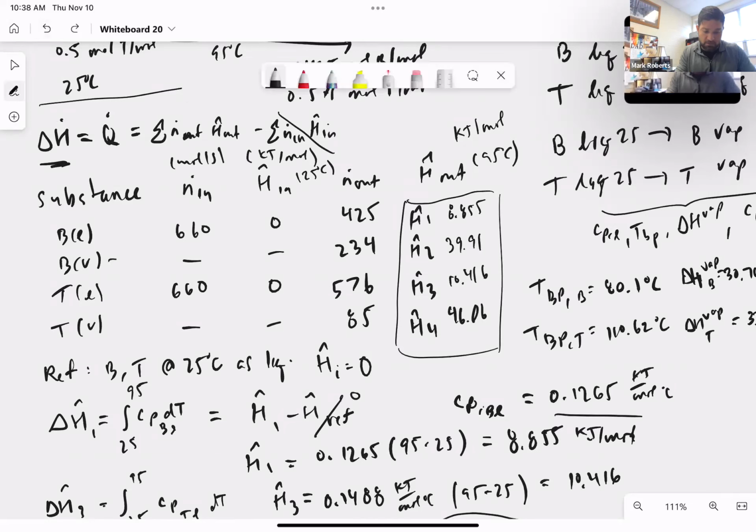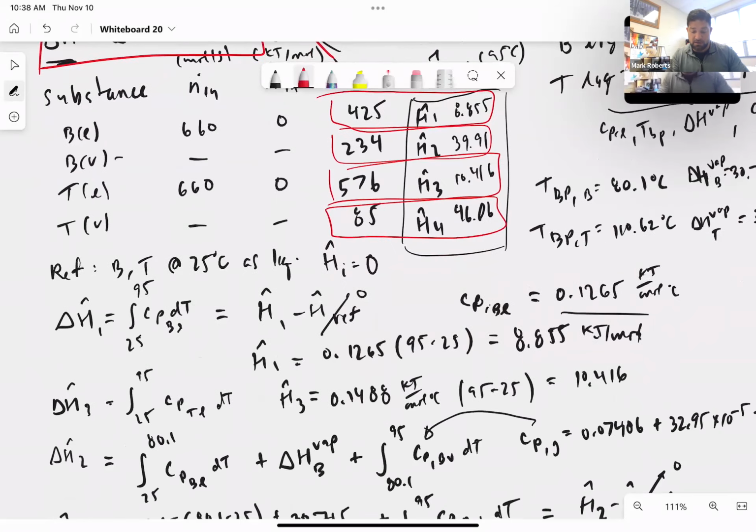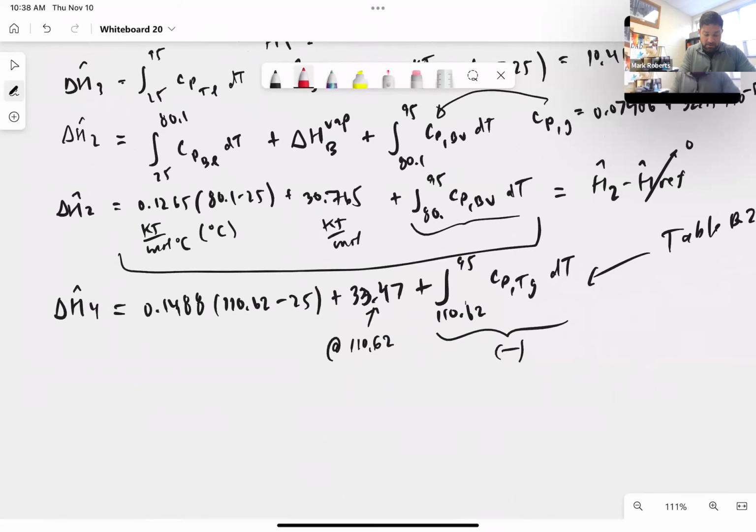Now for our final calculation, we want to calculate this right here. We're going to calculate this because we said this term was 0, because the entering terms are 0. Now we're going to have the sum of n times H for each one of these terms right here. And if we go ahead and calculate that, we will end up with a final Q. We will calculate a value of Q equals 2.3 times 10 to the 4 kilowatts.